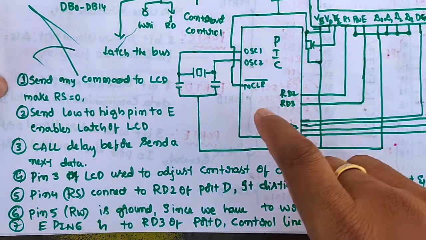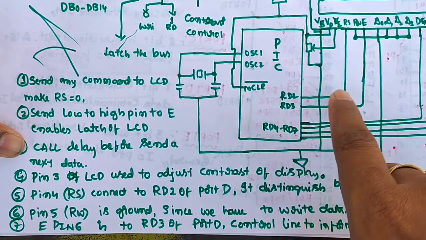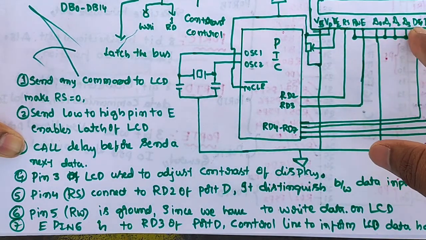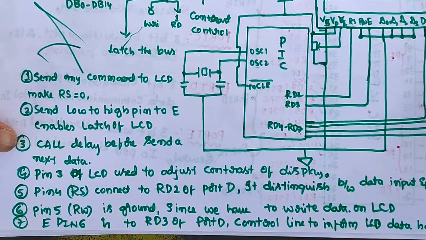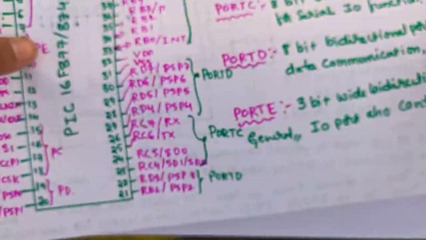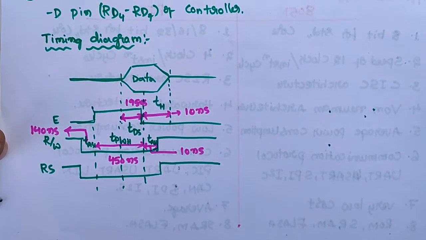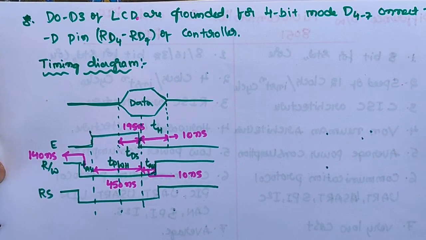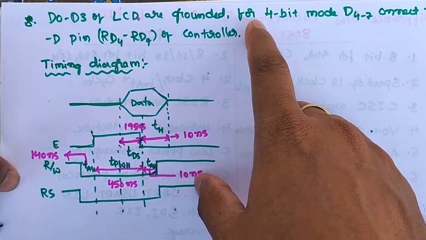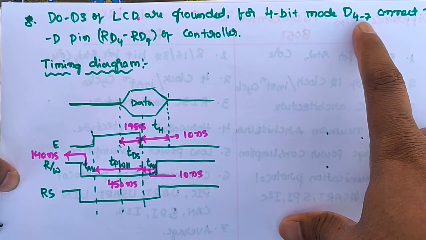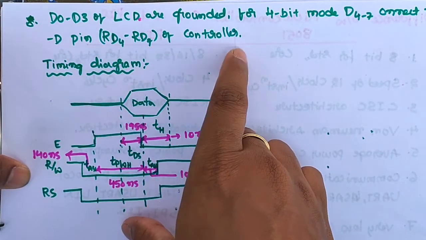To interface the LCD, the data has to be sent. Once we have initialized everything, that is the control lines, after that we put 4 bits of data to the LCD display. The LCD display is connected in 4-bit mode of operation. That means D0 to D3 of the LCD are grounded, and the 4 bits D4 to D7 are connected to the port D pins of the controller.